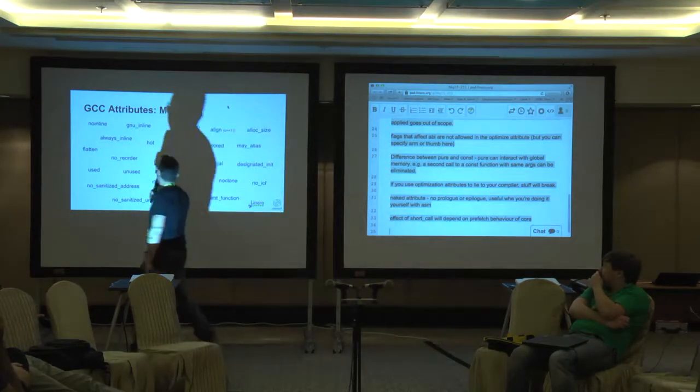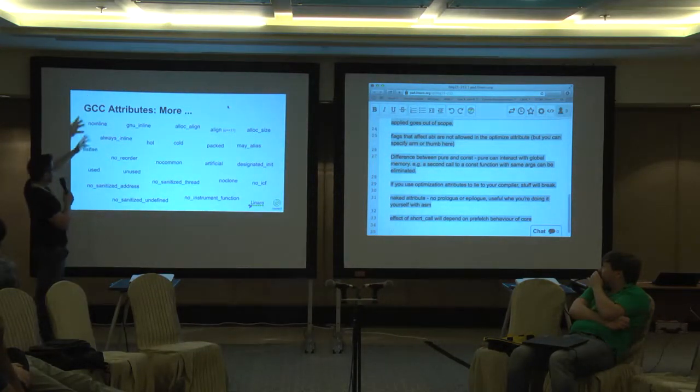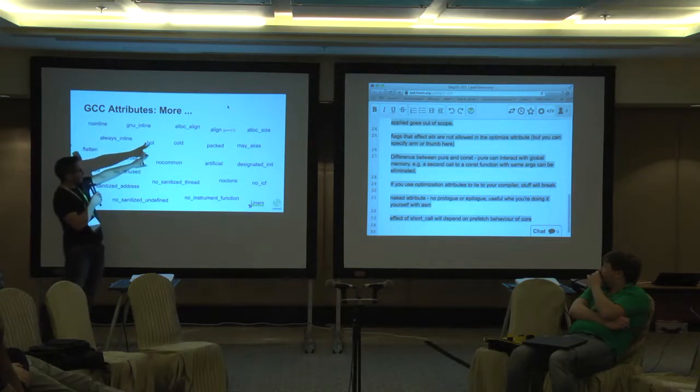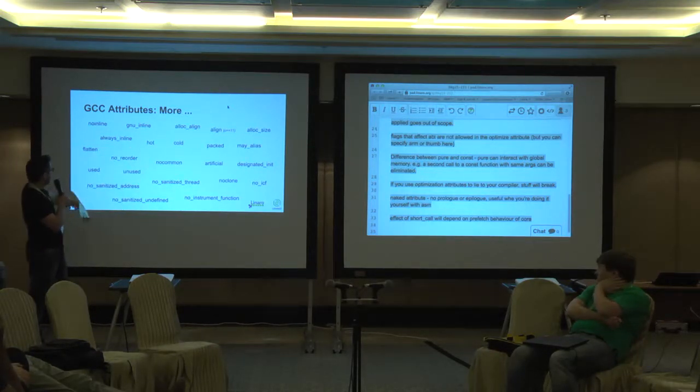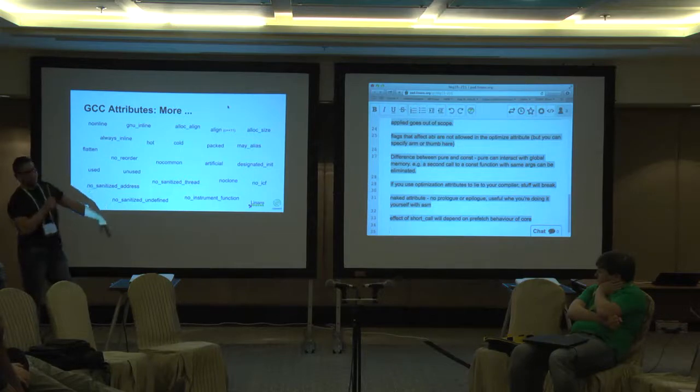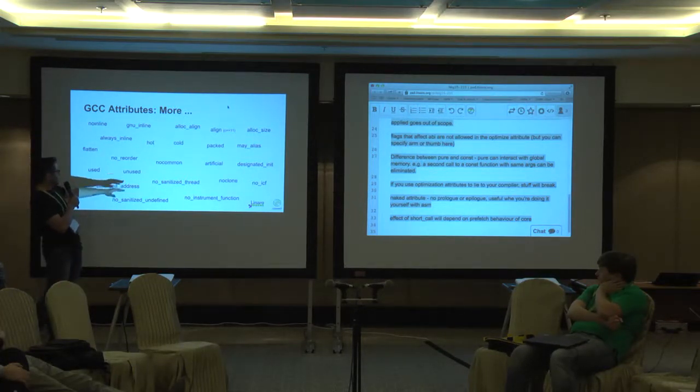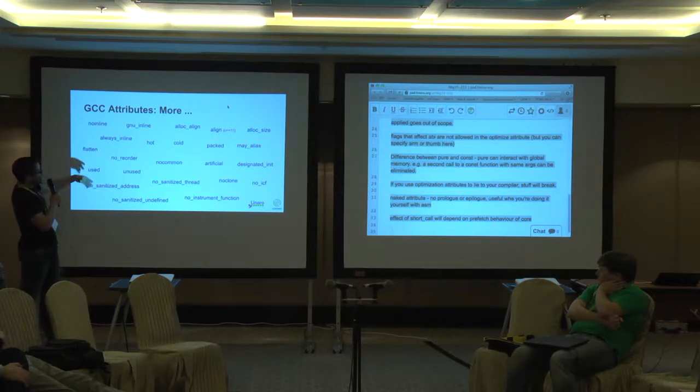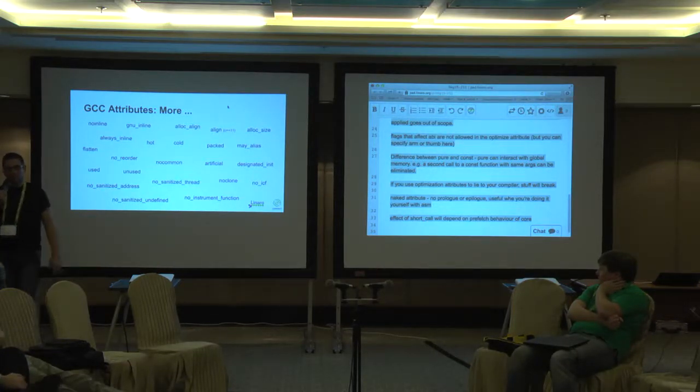We have some attributes to play with alignments, to play with hot and cold path, to disable some kind of path of the compiler, to disable the sanitizer on some functions, etc., etc. So, not sure you want me to explain all of them. It starts to be late, but if you have some question.